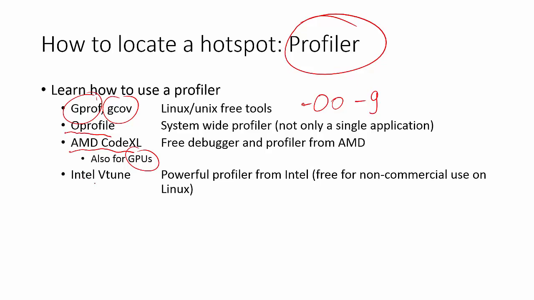And then you have the Intel VTune, or Amplifier as it's sometimes called, from Intel, which is a powerful profiler. You can get a lot of information from this, and for non-commercial use you can download it for free and use it on Linux. But this one also exists for Windows, which I believe AMD CodeXL also does.